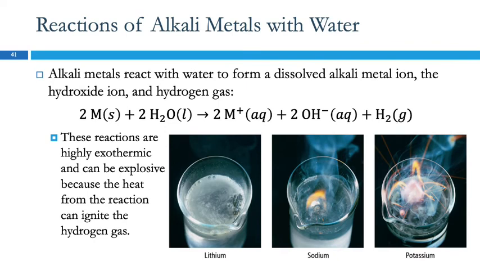Alkali metals will react with water. Here we see them in beakers of water, but they will also just react with a little bit of water that is the humidity in the air. Alkali metals react with water to form dissolved alkali metal ion, the hydroxide ion, and hydrogen gas. So 2 metal atoms and 2 water molecules are going to make 2 metal ions, 2 hydroxide ions, and hydrogen gas.